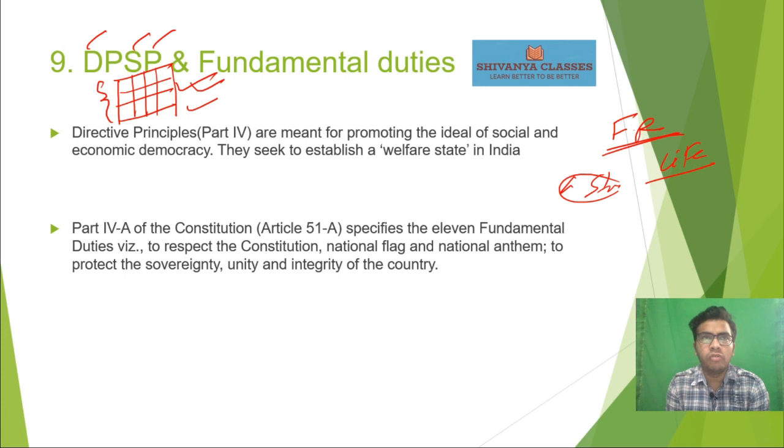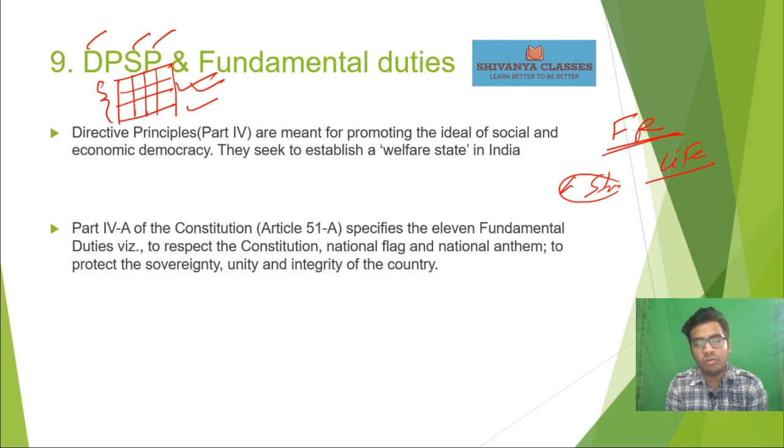For example, one DPSP is the Panchayat Raj system. Article 40 says there should be a Panchayat Raj system. So the government should work to establish the Panchayat Raj system. Suppose Article 44. Article 44 says that universal law, so the law should be equal for all. So the government should work to establish this. This is our DPSP.